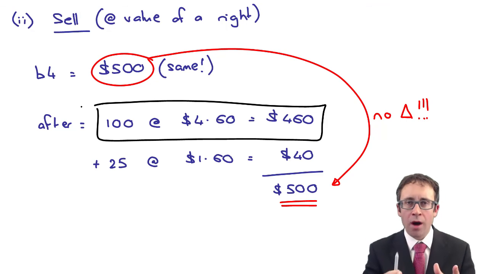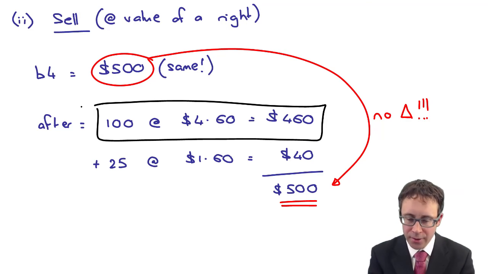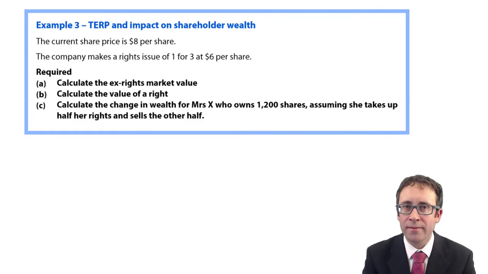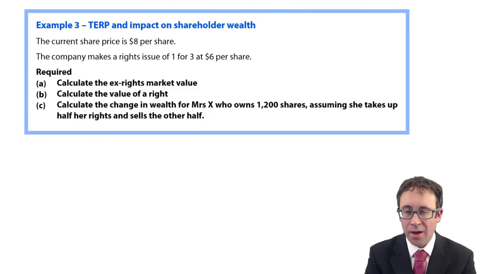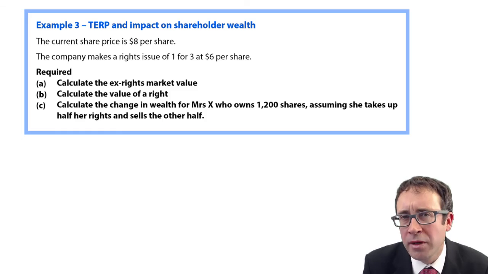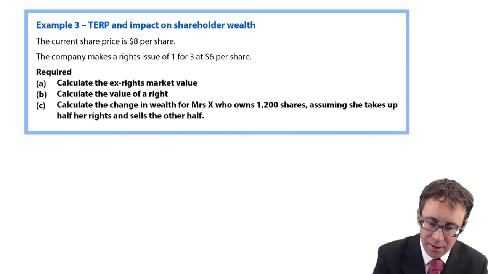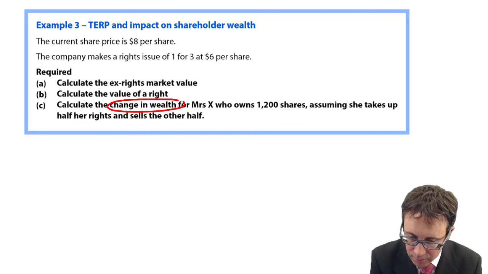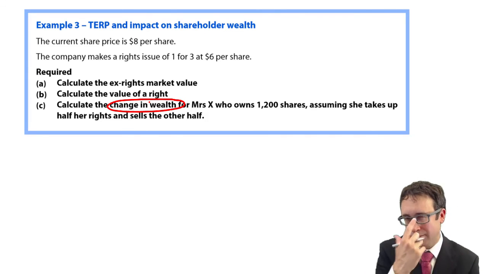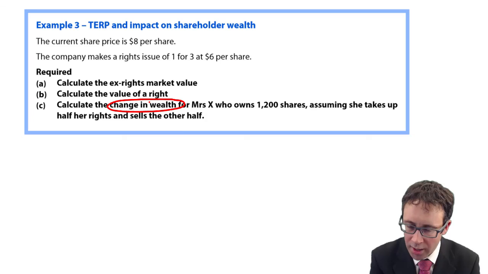So what I'm going to challenge you to do, if I can find the page, is example number 3. Part A says calculate the ex rights market value, so the ex rights price. B, calculate the value of a right, exactly what we went through in example 2. And then have a go at part C, which is a little bit tricky. In part C, calculate the change in wealth. You'll see that there's no change in wealth, but work it through.